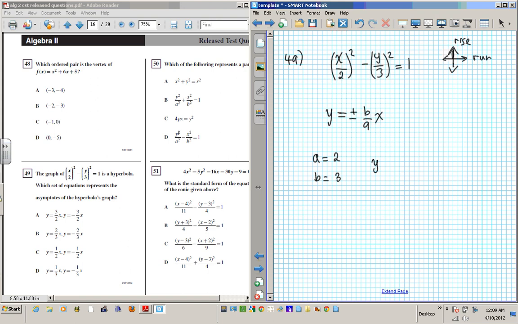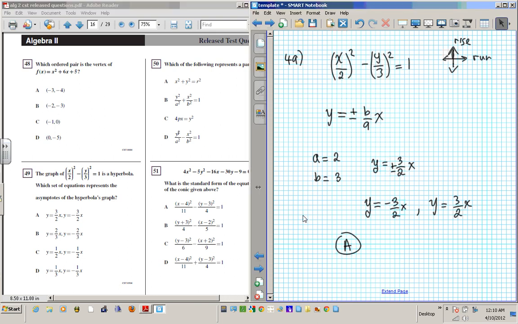So our asymptotes are going to be y equals plus or minus 3 over 2 x. If we split them apart, we have y equals negative 3 over 2 x, or y equals 3 over 2 x. Remember, the rise always goes on top, b, and the run goes on the bottom. So the answer to this question is A. All right, now let's move on to question 50.